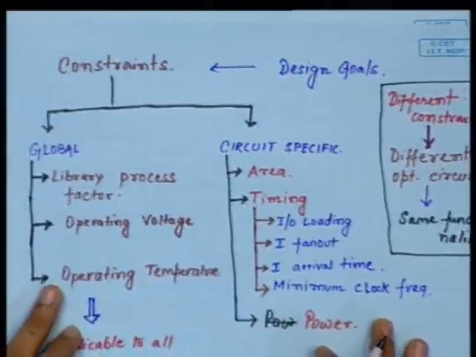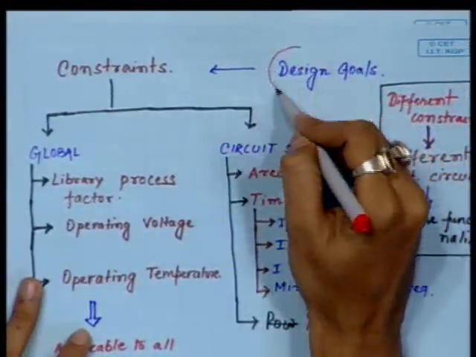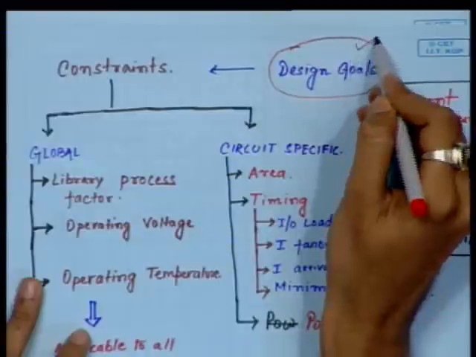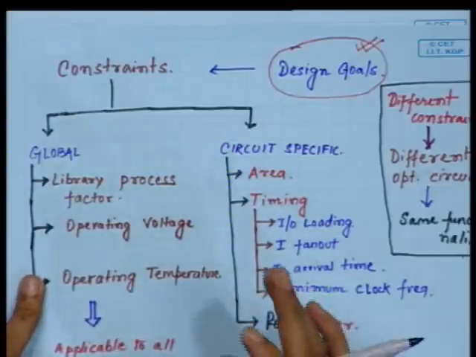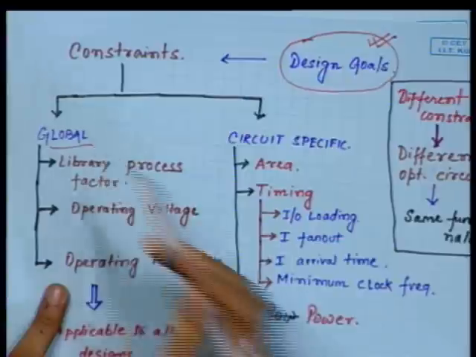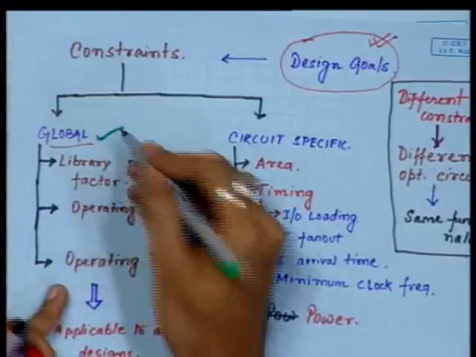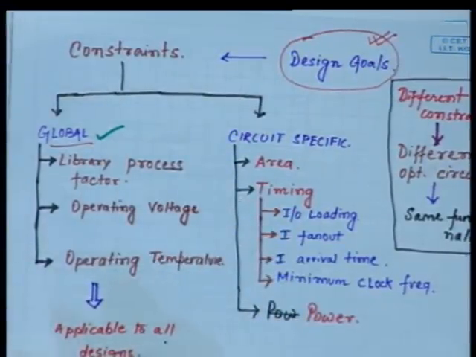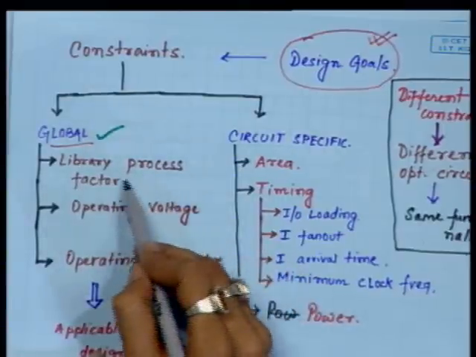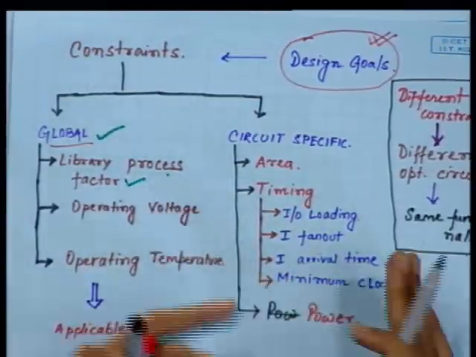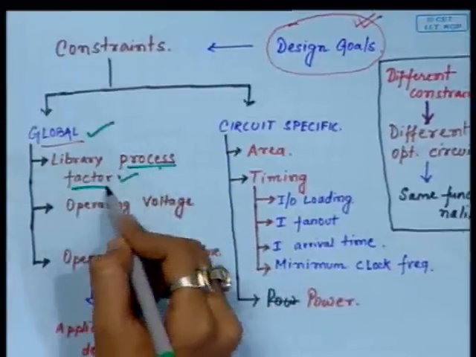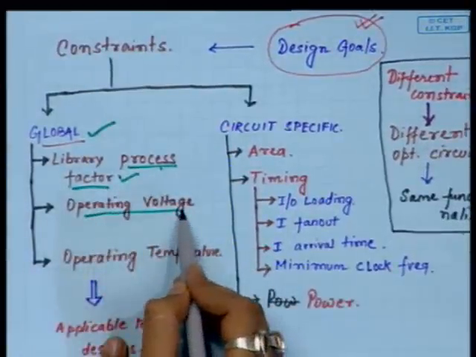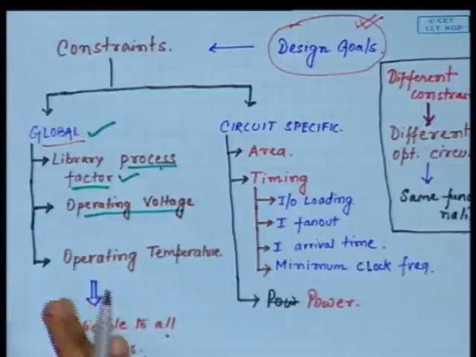Now, talking about constraints. What are constraints? Constraints specify the design goals that are to be met. Now, the constraints are of two types. One is global and another is circuit specific. Global means what? Global constraints are applicable to all designs. What are these? These are library, process factors. We will talk about the library a little bit later. Then there is the operating voltage, which is fixed, that we will provide 5 volt. Your design should work under 5 volt.